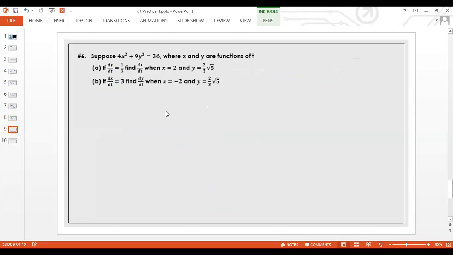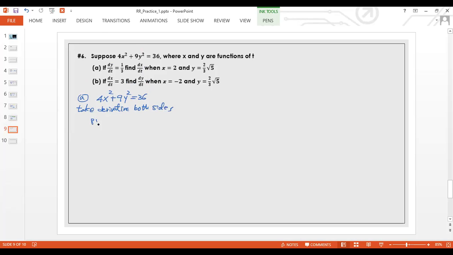Suppose 4x squared plus 9y squared equals 36. Let's try to find the given parts. The first part, they want to find dx/dt, right? So they said 4x squared plus 9y squared equals 36. So I will take the derivative of both sides.